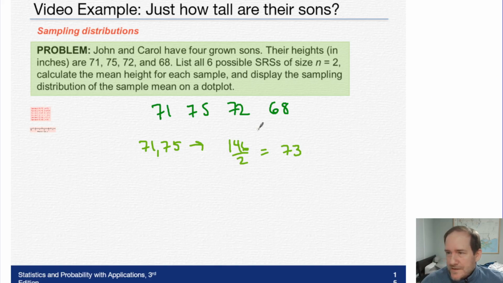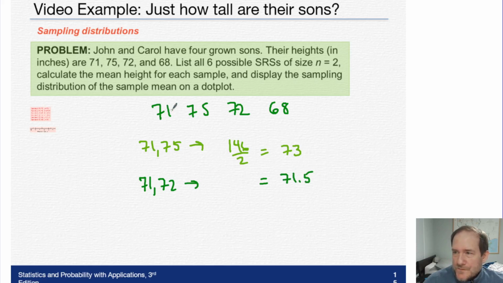But we do this again. We take another sample of size 2. I'll keep this person who's 71, but this time we'll sample the 72 to go with it and average that out. This one we can do in our heads. It's 71 and a half. Then again, this person who's 71, we could sample one more time, but this time with the person who's got a height of 68. And that would be 69 and a half when we average it out.